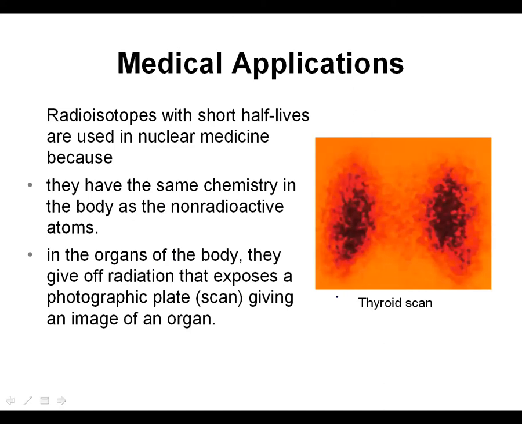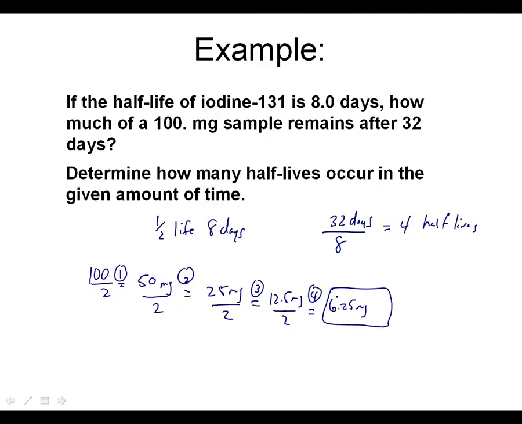So again, you could work your way backwards as well. If you're told, for example, how much was left over after a certain number of half-lives, you could work your way backwards.